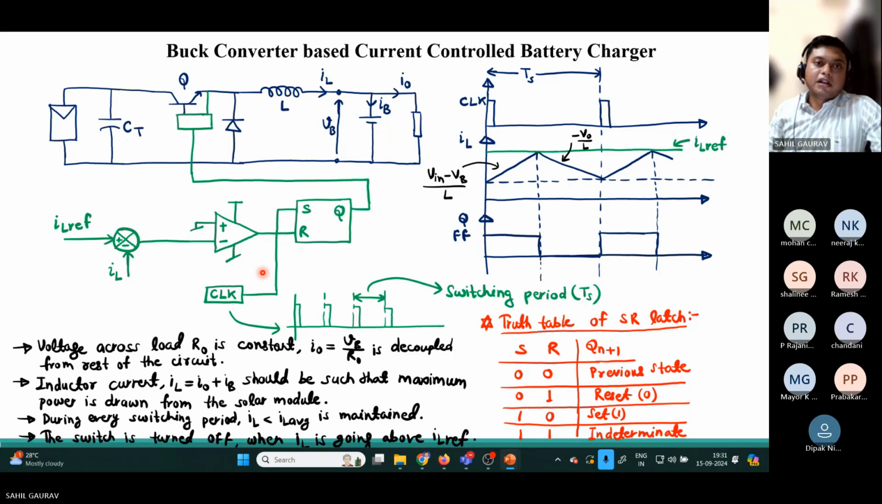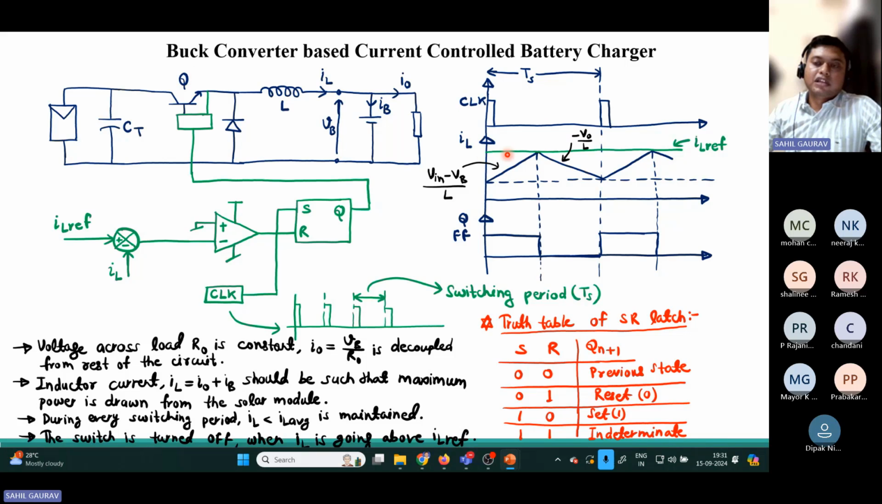And how are we deciding the switching frequency of this converter? We have to use this clock, and from this clock we provide the pulses in such a way that the interval between two pulses decides the switching time for this converter.